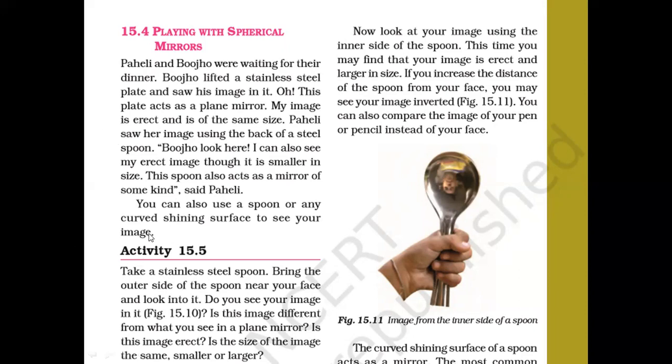Now, to understand what is happening, when the mirror is turning spherical, as in the case of a spoon, it will be some different kind of mirror. So let us learn about this using an activity. Activity 15.5. For this, we need to take a stainless steel spoon, bring the outer side of the spoon near your face and look into it.